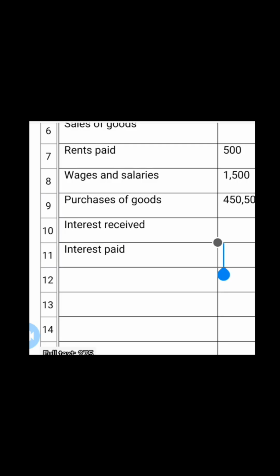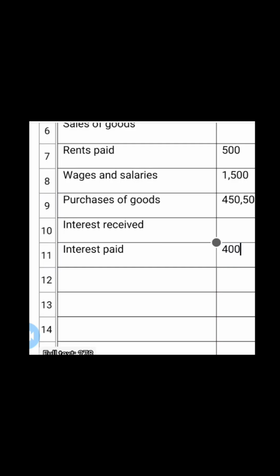We have the next one, interest paid. It is something that is taking cash out of the business. So it's definitely going to be debited. So in some cases, you can just put interest. And then interest on the debit side will signify that it is interest paid. And then interest on the credit side will also signify that it is interest received.